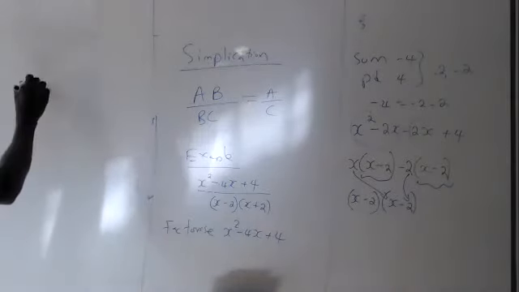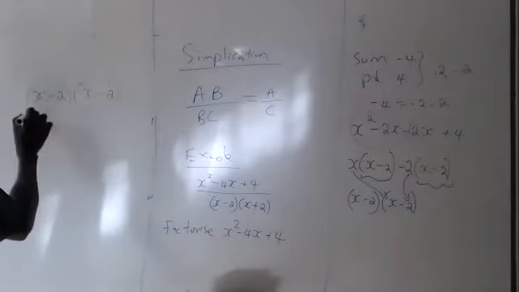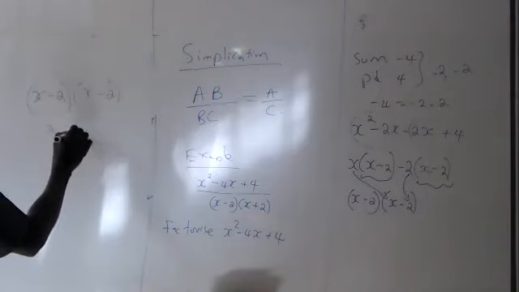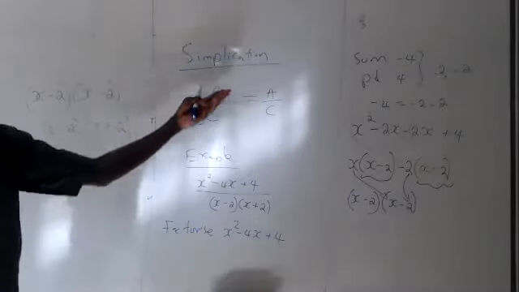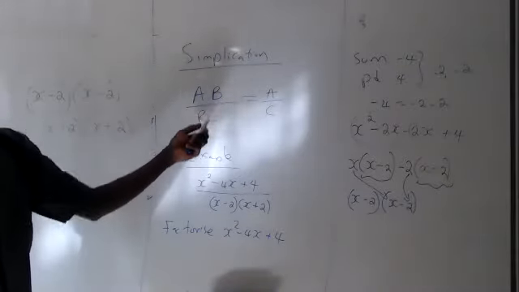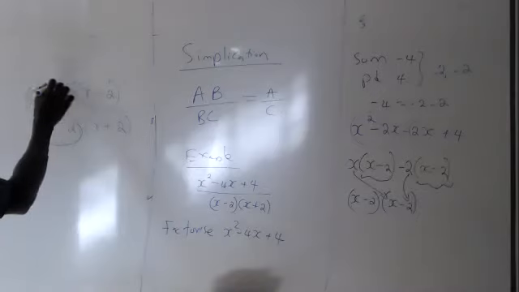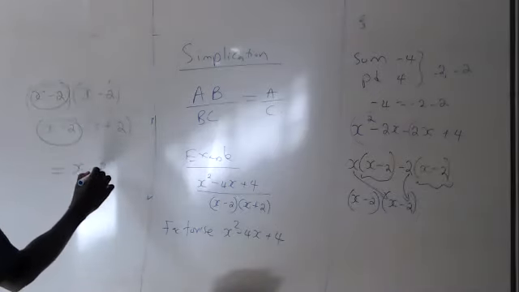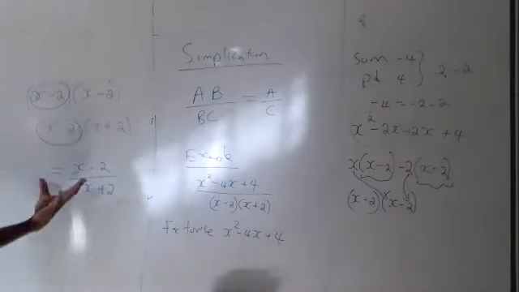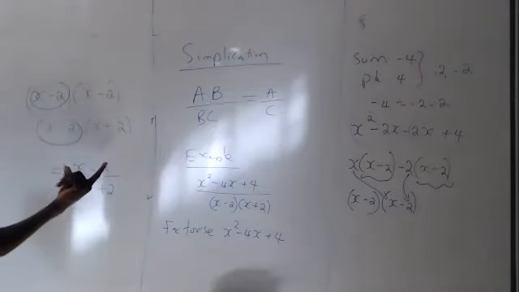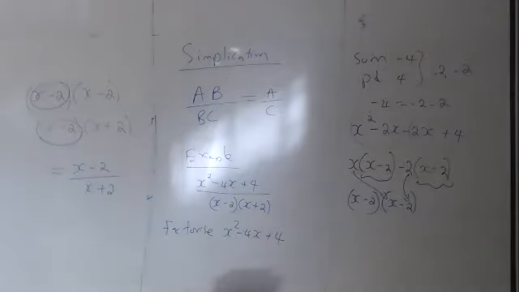So what we have now is x minus 2 times x minus 2 divided by x minus 2 times x plus 2. Then the property that we have here is that you will cancel out common terms, so p and p. In this case, x minus 2 and x minus 2, and we will have x minus 2 divided by x plus 2. This is the simplest form of this expression. You cannot factorize the numerator further. You cannot factorize the denominator further because they're just linear polynomials.